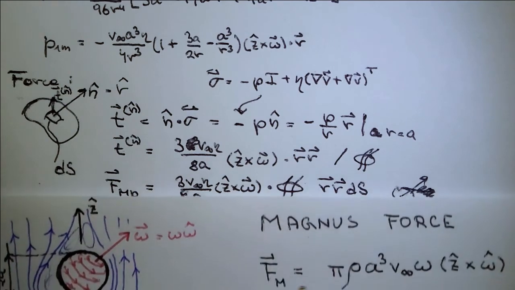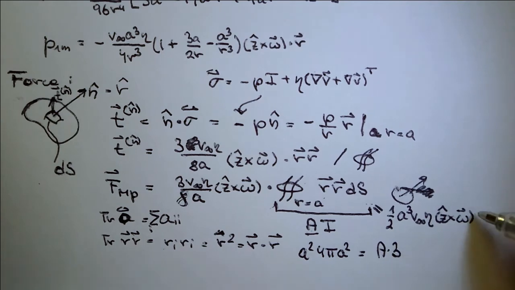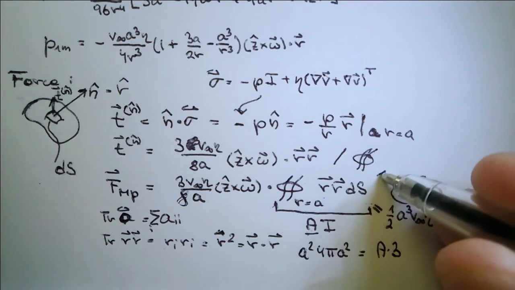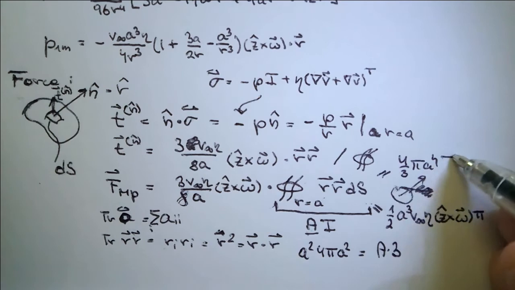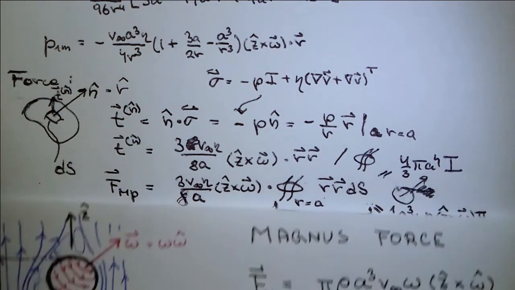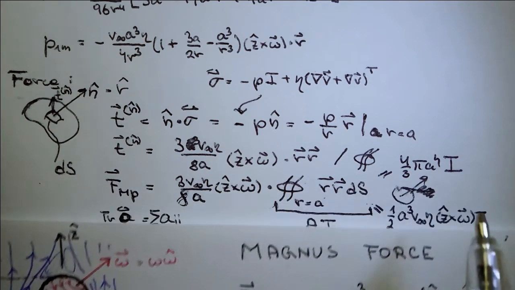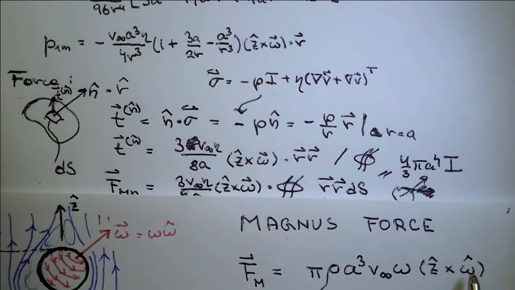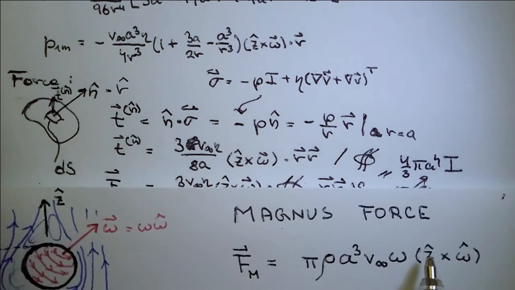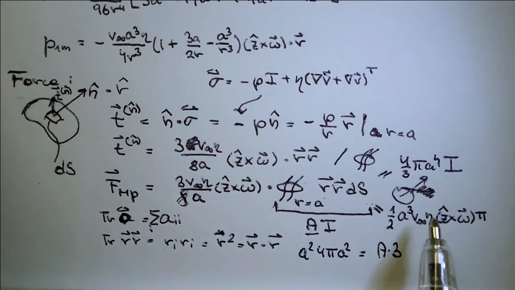Yes, they may look different because there is, oh, I forget pi. There should be pi, because this integral is equal to 4/3 pi a to the 4th power times the identity operator. So pi is there, a cubed is there, v infinity, yes. Omega times omega hat is omega vector z hat, yes, they are the same. But there is rho and there is eta.